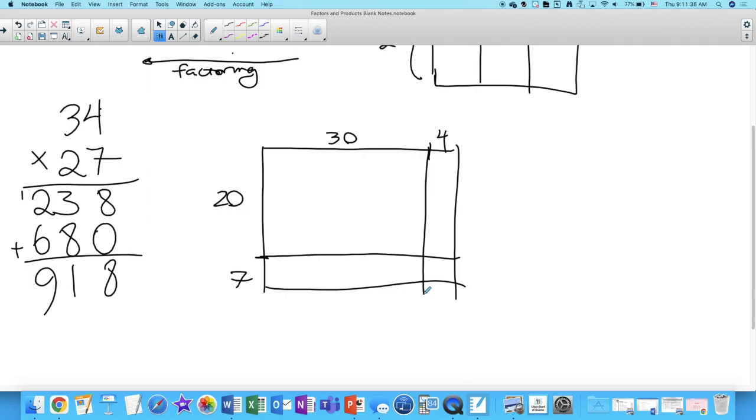Okay, now this piece of the rectangle, I've essentially divided the rectangle into 4 sections. This piece represents 20 times 30. How much is 20 times 30? Yep, 600.